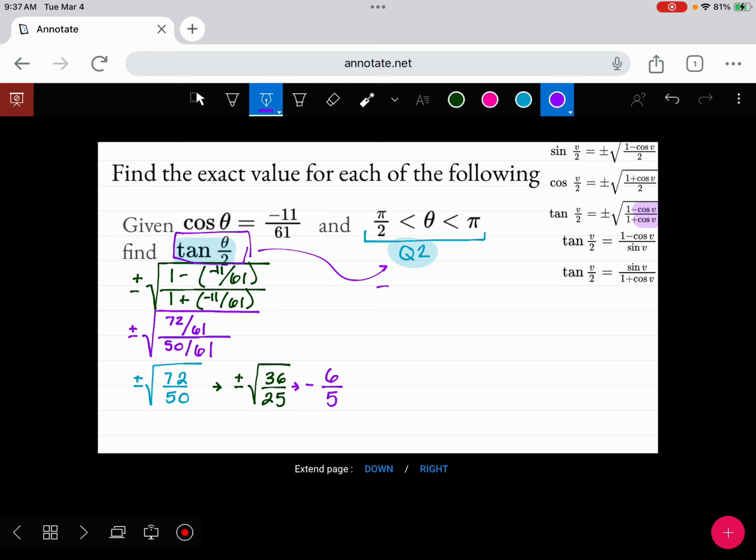How do we get 22 over 61? Oh, we did common denominators here. I can write my 1 as 61 over 61. Never mind. Okay, cool.